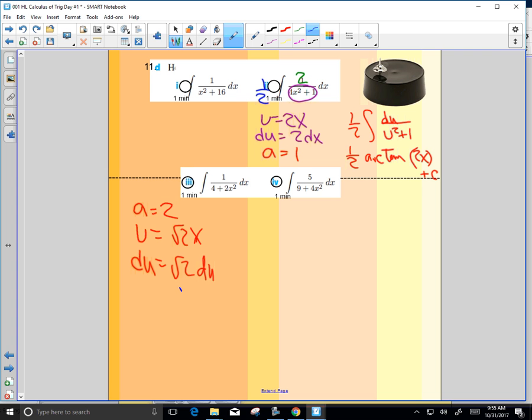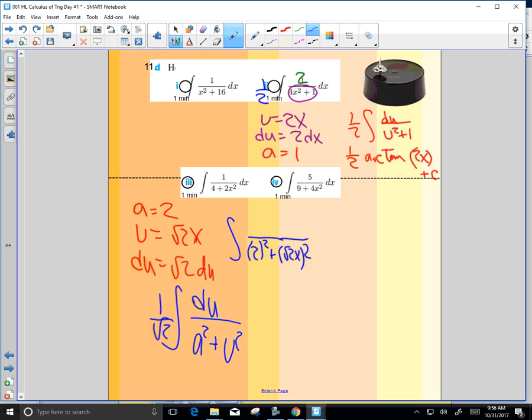So we're going to look at this. We have a squared plus u squared. But du, we're going to need a square root of 2. To get the du, we need a square root of 2, pull out a 1 over square root of 2. Let's do this in between step here. 2 squared plus square root of 2x squared and dx. Split these up. You need a square root of 2, and you need a square root of 2. So you see why I moved this up here, right?